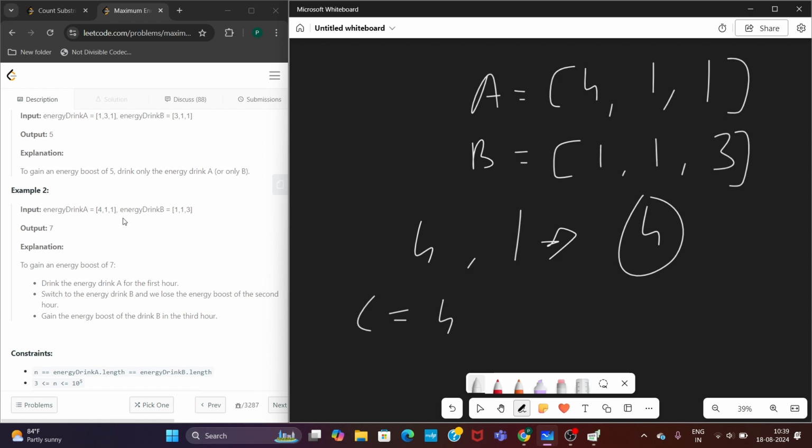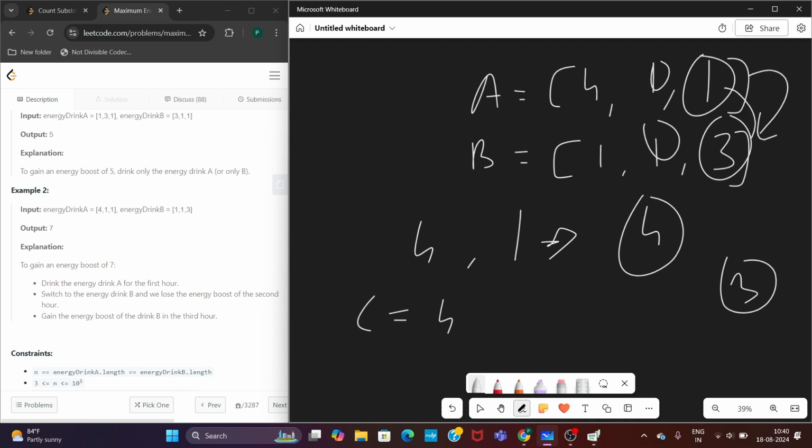Our next variable is what? 1 and 1. Okay, so we will be considering it. But next one is 1 and 3. In this, the maximum of 1 and 3 is basically 3. But how can you switch from A drink to B? It's basically a problem statement question only. How can you switch from A drink to B?